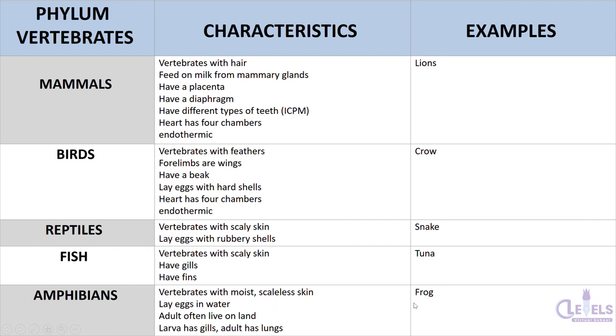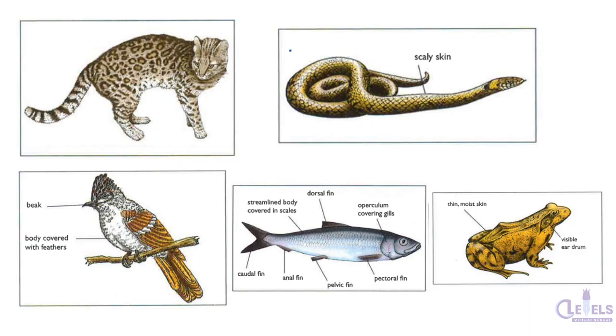Again, think of a frog. A frog lays eggs in the water and those become tadpoles. You don't see a tadpole on land, do you? And adults often live on land, and the larva has gills and the adult has lungs. So a frog larva, which is a tadpole, has gills so it can swim. And when it grows up, it develops lungs so it can go on land as well. Here are some pictures of mammals, birds, reptiles, fish, and amphibians.